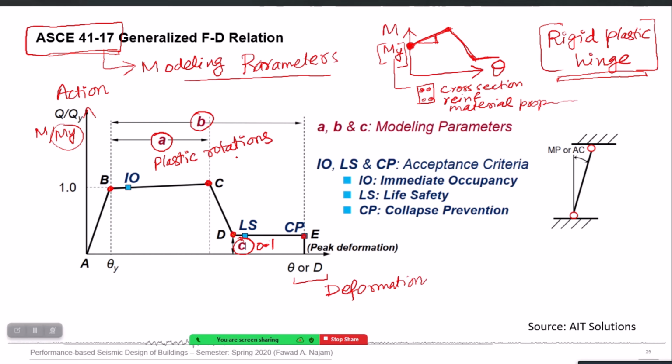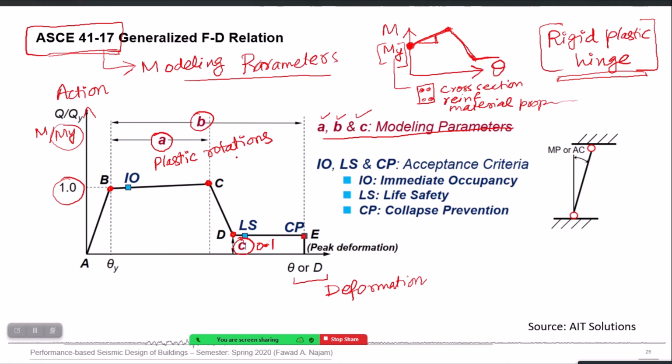So the B point actually corresponds to a value of 1, and from that onwards the actual inelastic action starts. Now A, B and C are called the modeling parameters in ASCE 41, and for any action versus deformation you can have detailed tables based on the properties of your element. You can pick these A, B and C values, and then you will be able to plot it and put it as an input in your computer program as the properties of your plastic hinge.